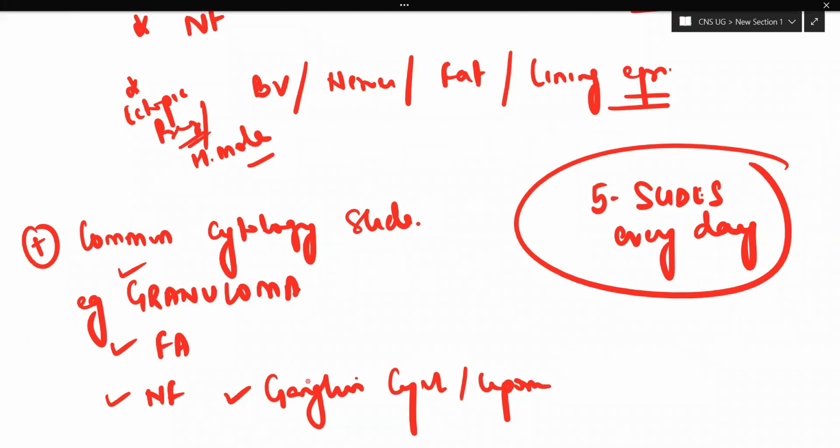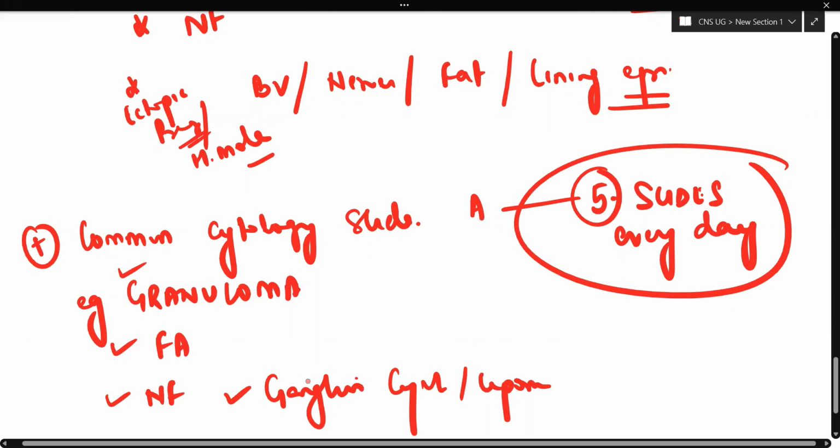No, it is not the number of slides that is important, but the type of slide that you are watching that is important. Understand? So if you are looking at 5 slides every day, for example, in one of these slides you have seen appendicitis, once you saw cholecystitis. Now, these are very easy diagnoses.